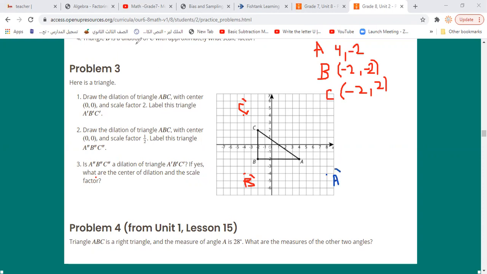Now we will connect the points together. One, and this is the third side.